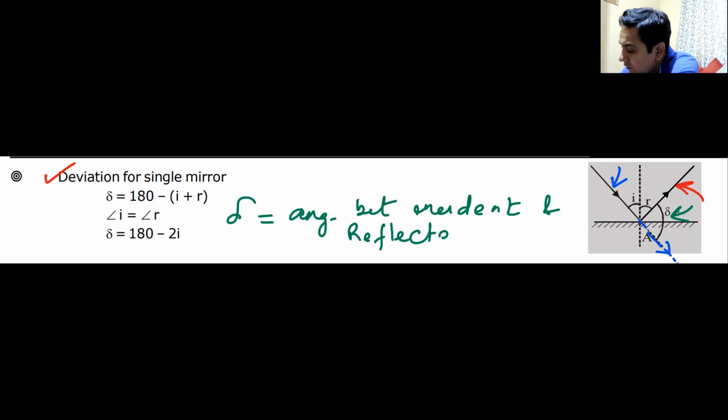This angle is known as angle of deviation, and this angle of deviation in case of a single mirror is 180 minus 2i. It is very easy to derive this. We are not doing this because we have to save time. So deviation for a single mirror is always equal to 180 minus 2i. Do we understand this? I'll give you a minute to note this down with the diagram.